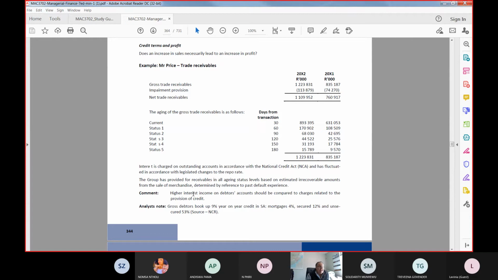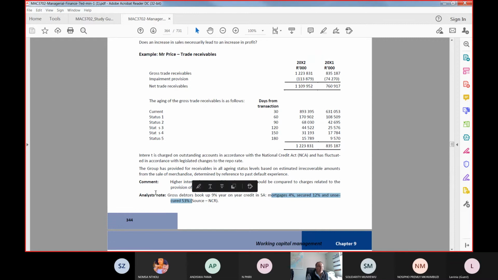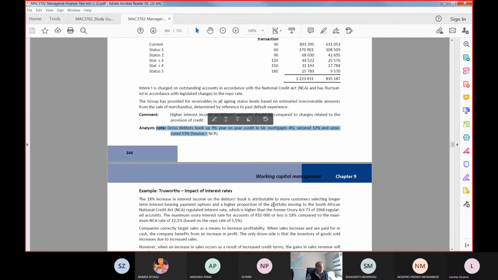Comment: higher interest income on debtors' accounts should be compared to the charge related to provision of credit. So you can't overcharge, because the National Credit Act will come into place. Analyzing the debtors book: gross debtors is 9% per year, and the mortgage is 4%. Secured 12, unsecured 53%. Okay, so that is what they tell you it's supposed to be.